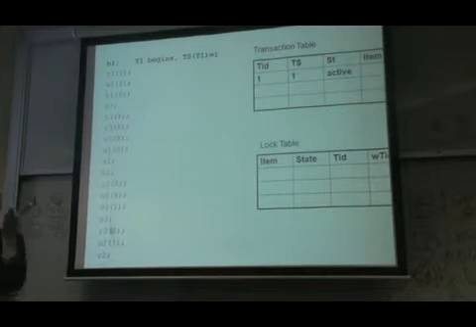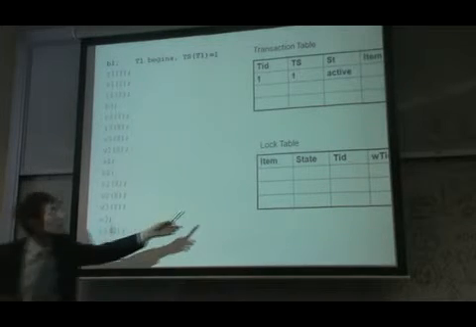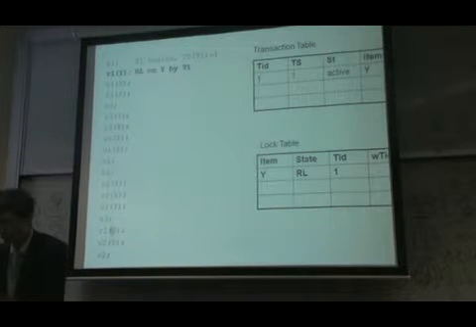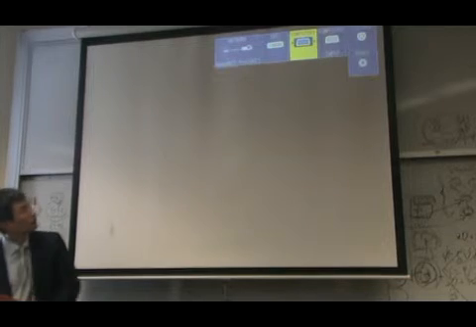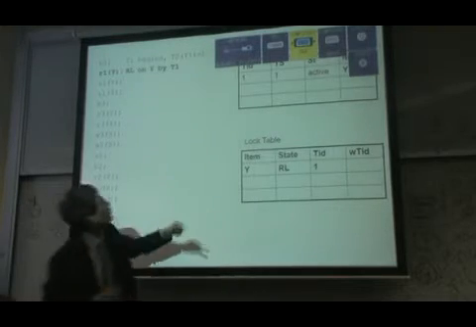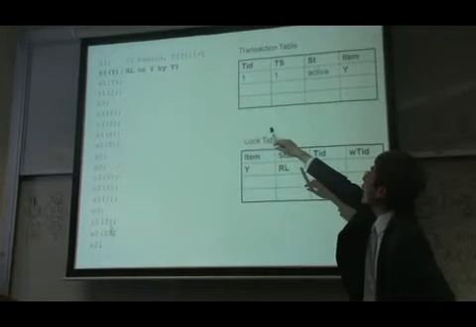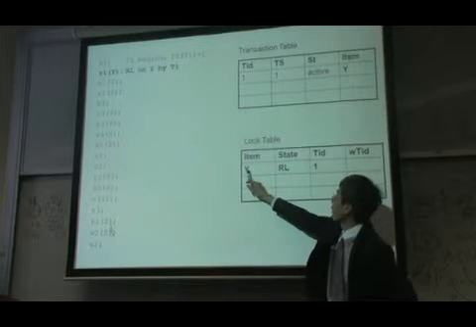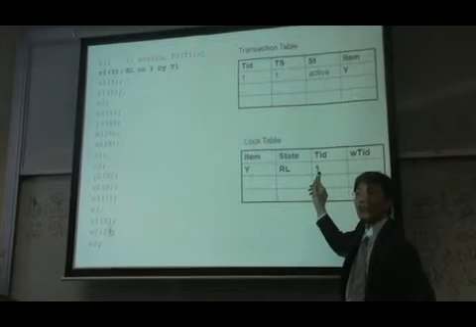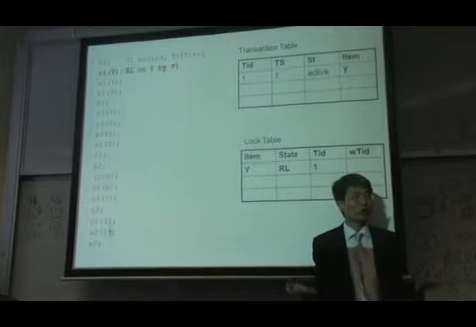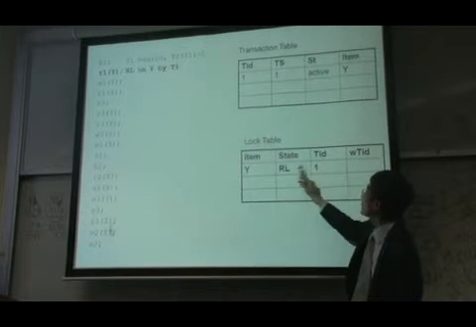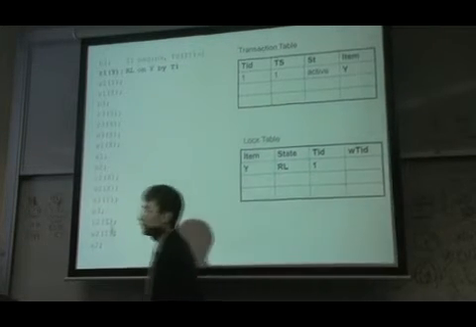To read the data item Y, transaction 1 needs to get the lock from the lock manager. For example, a read lock on Y by transaction 1. The lock table will be updated so that data item Y has a read lock, a shared lock, with transaction ID 1. Then you can easily see the current status of this system. Only data item Y is locked by transaction 1, which is the shared lock.